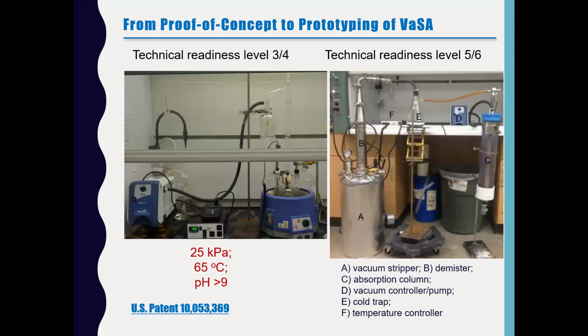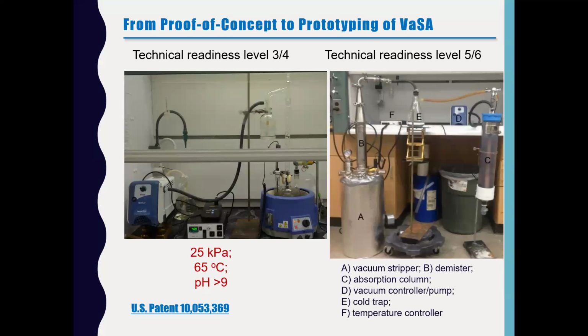That's technology readiness level 3 and 4, just to prove the concept, the principles. To scale up, we first build a functional prototype. That means we have physical elements that can be operated under real conditions. And this is a stainless steel vessel.